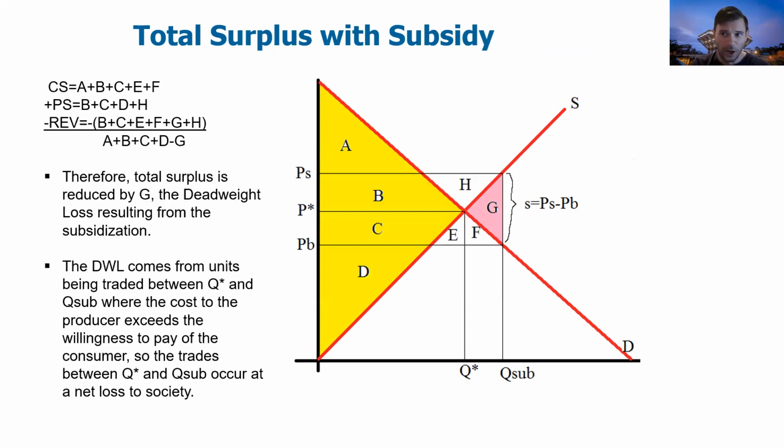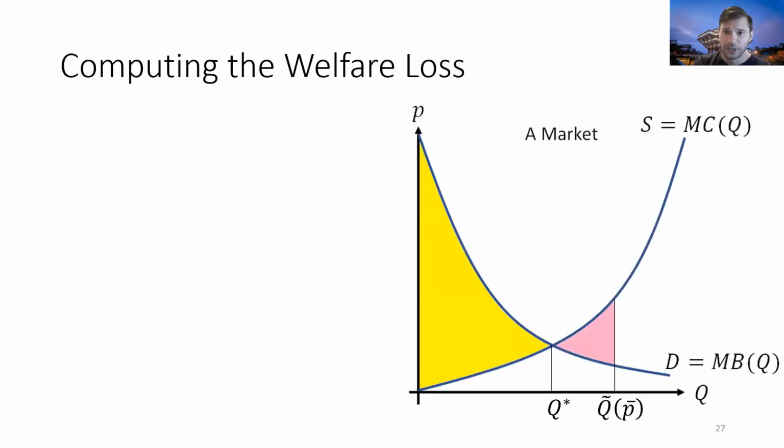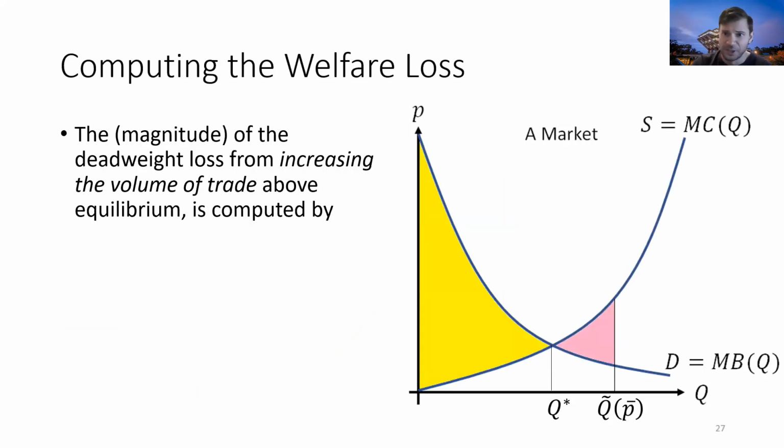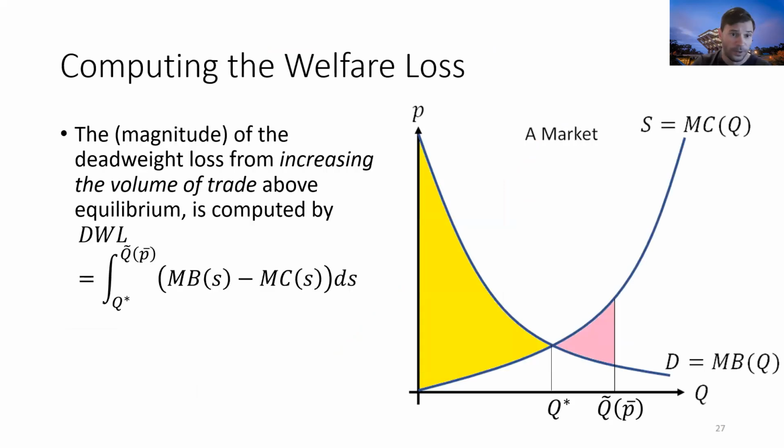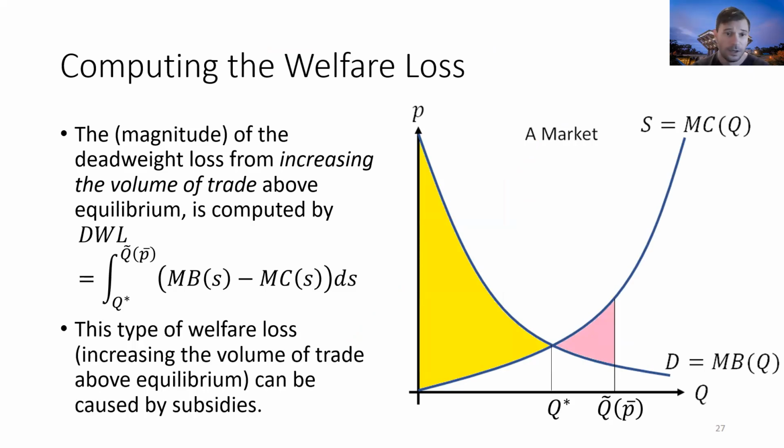So the deadweight loss, when we produce too much, we trade too much relative to equilibrium, we can compute that, again, with a similar type of integral form, integrating from Q star to the higher level of output.